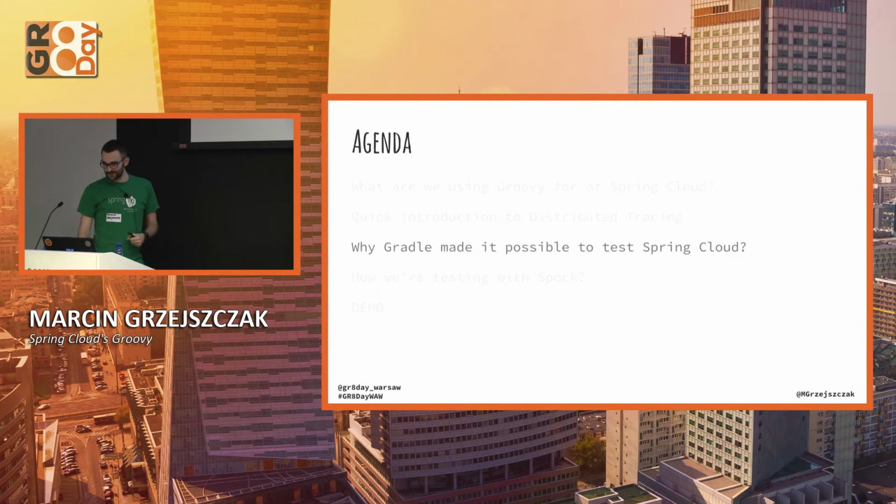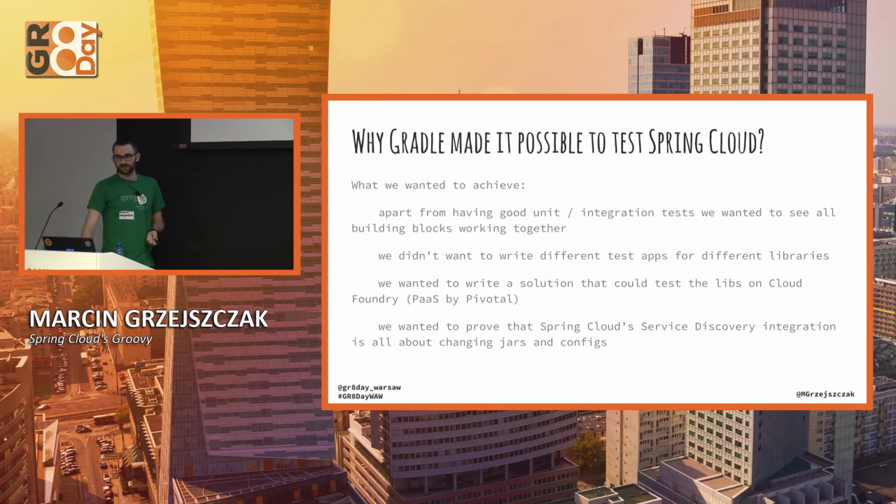Okay, so that was a really quick introduction to distributed tracing. So, why did Gradle make it possible to test Spring Cloud? What we wanted to achieve is, apart from having good unit tests and integration tests inside our libraries, to see if all the building blocks are working together. So we didn't want to write different test applications for different libraries because we would have to maintain both, right? So we wanted to have something common: one test application or test system for all the libraries.